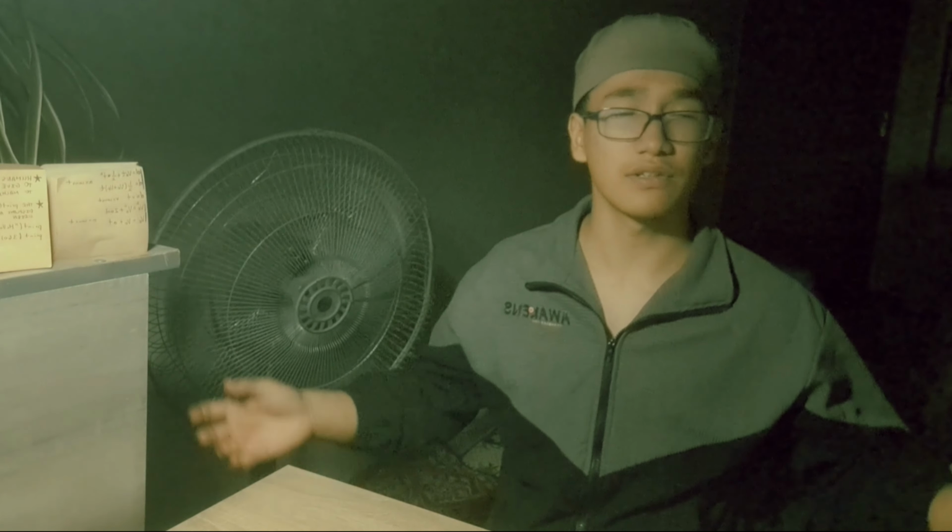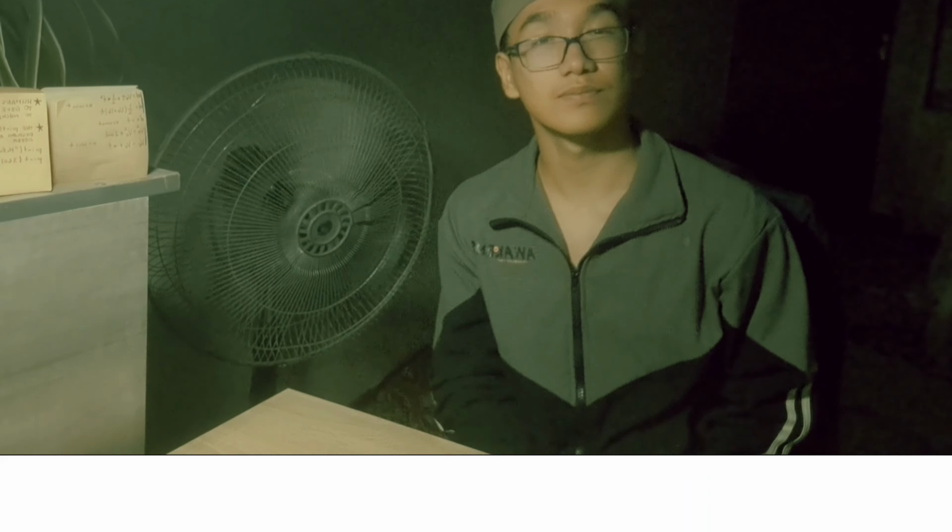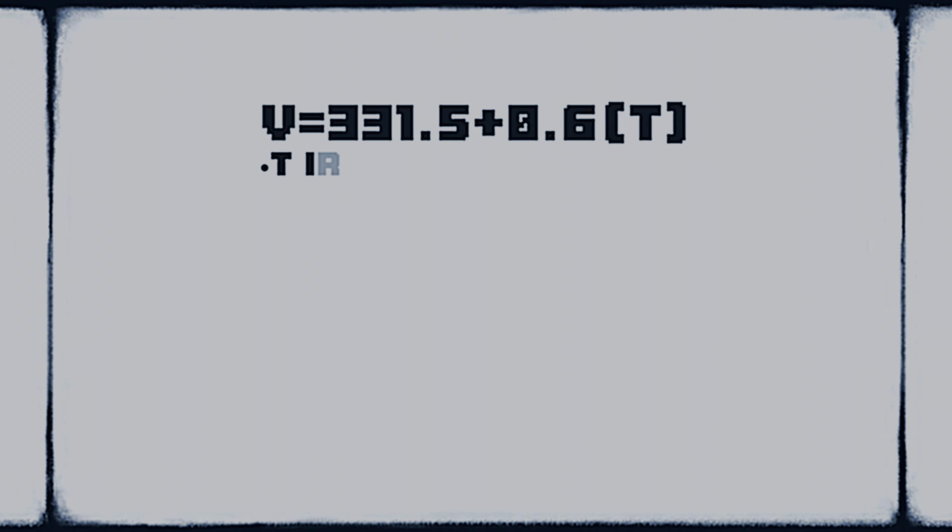Now, write down this equation, the equation that determines the speed of sound at any temperature. Speed of sound equals 331.5 plus 0.6 times t. T is temperature, which is in Celsius. Yeah, the temperature matters because the speed at which sound travels through air is dependent on temperature.